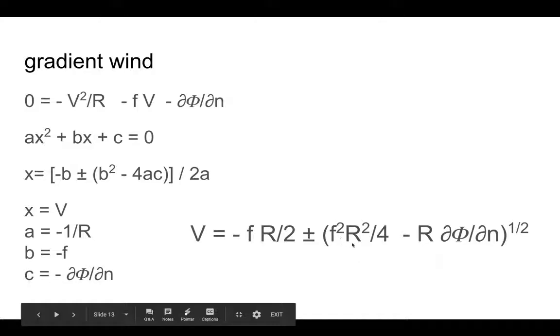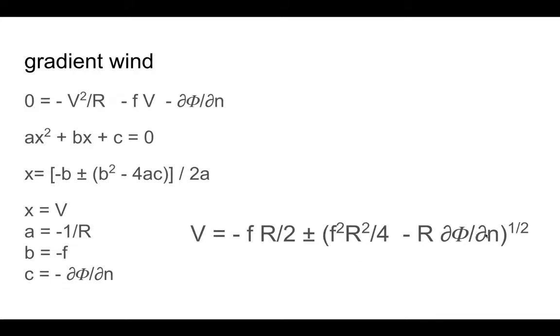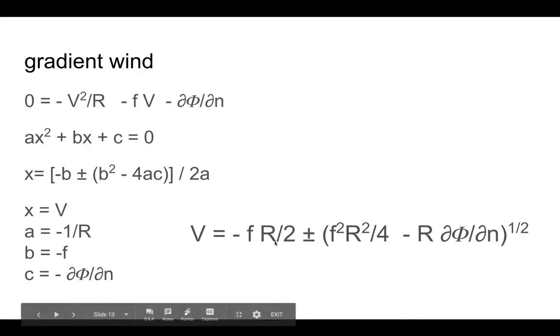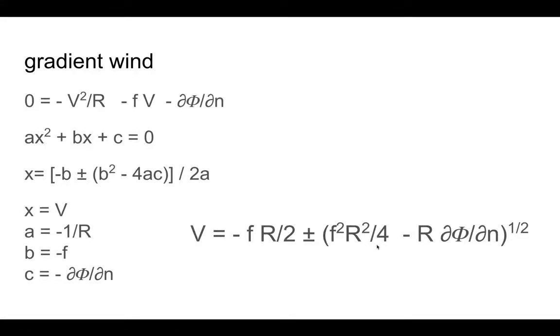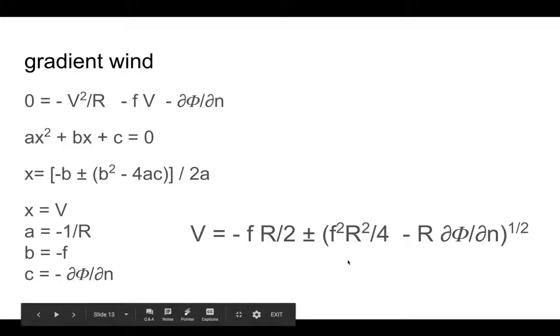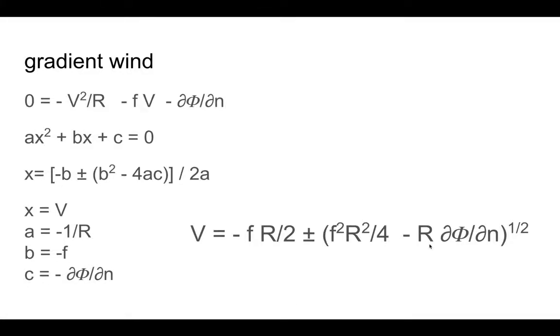So notice here that this first term that's inside the square root, f squared r squared over 4, is the outer term, fr over 2 squared. Okay, so you can see that we might be adding and subtracting very similar terms. But that's always going to be modified by minus r d phi dn.